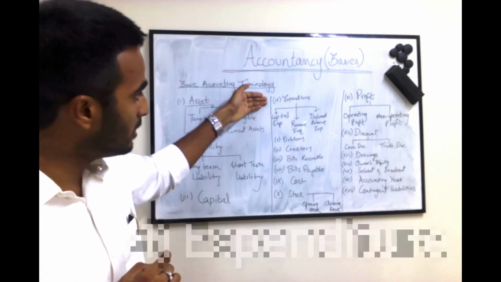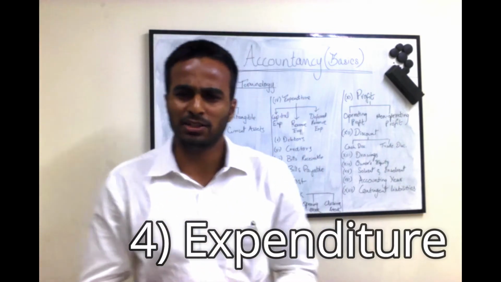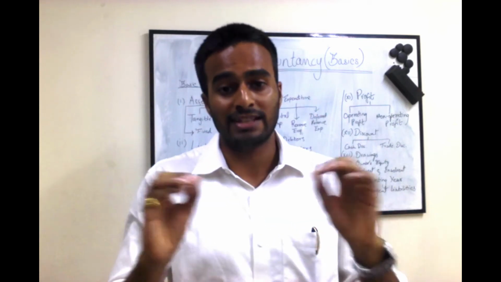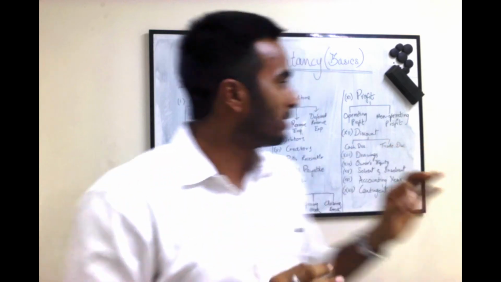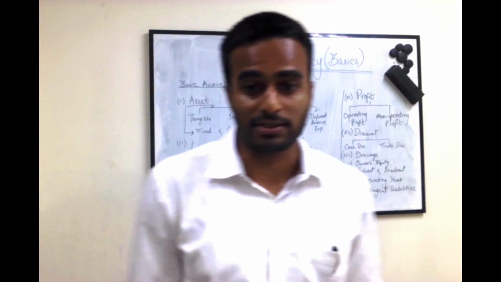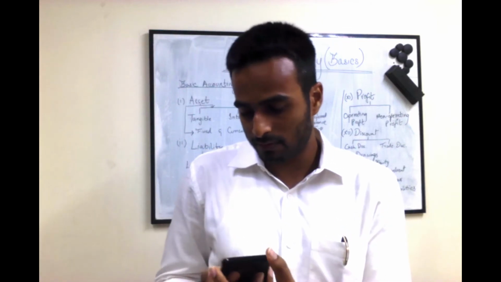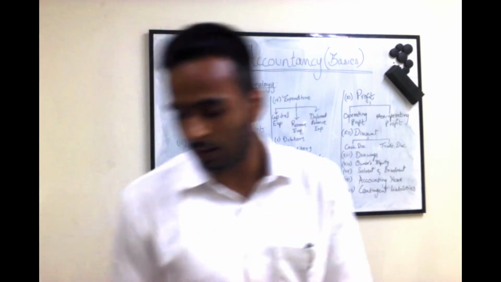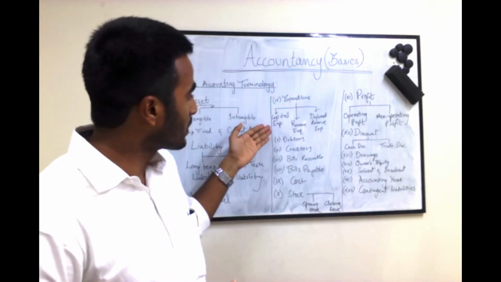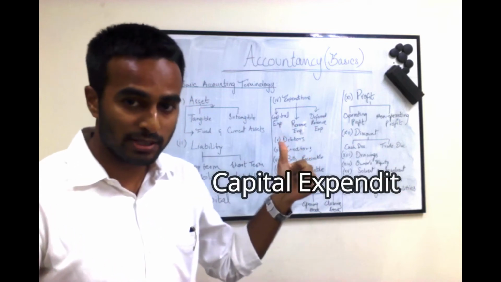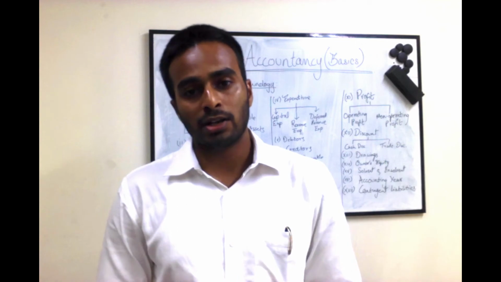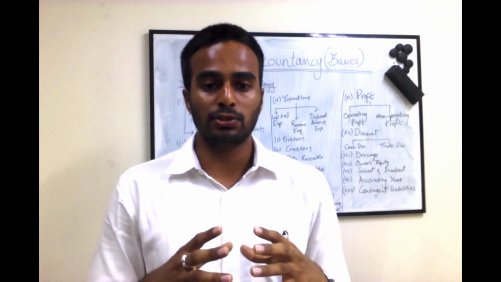Our fourth point, expenditure. Expenditure, very simple, don't you think? हम कुछ भी खर्चा करें, खर्चा is equal to expenditure, as simple as that, layman term. Okay, but as I told you, we always have classifications and bifurcations, wherein expenditure can be divided into three types: capital expenditure, revenue expenditure, and deferred revenue expenditure. खर्चा होता है well and good, but इनका classification हो जाता है.